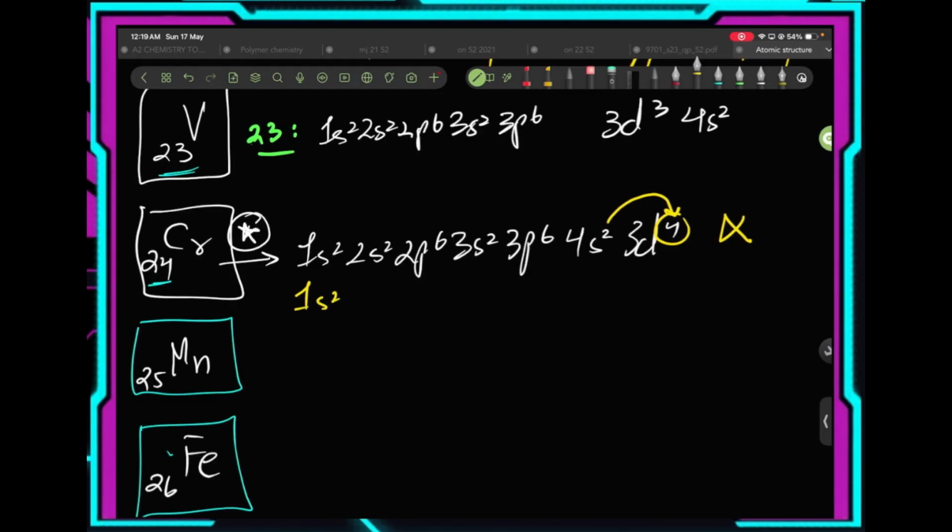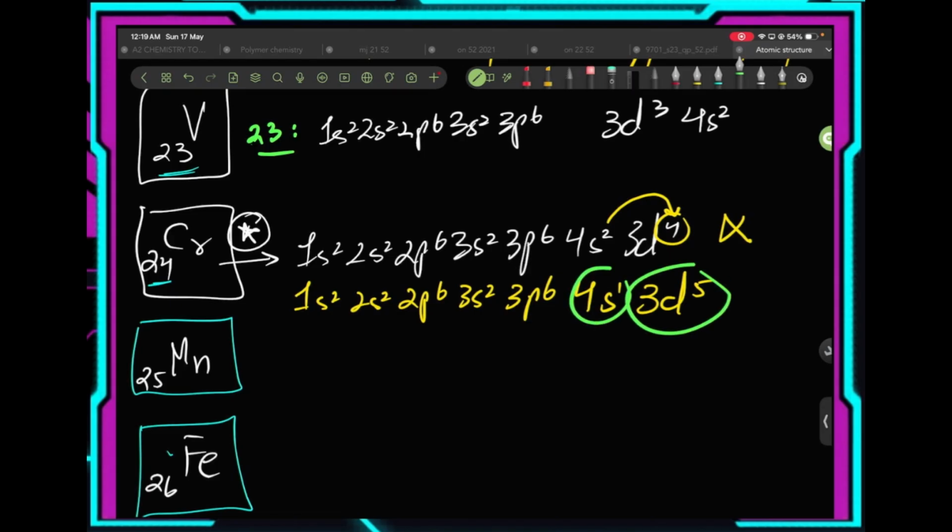Okay, so 1s2, 2s2, 2p6, 3s2, 3p6, 4s1, and 3d5 both end up being half filled, right? So you're still left with one thing that you still have to do. What's that? Yep, you have to flip them. In any case, you have to flip them. Whenever you see 4s and 3d together, you have to flip them. But in chromium's case, you were getting a more stable electronic configuration by the excitation of an electron.